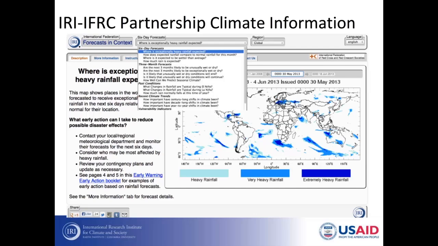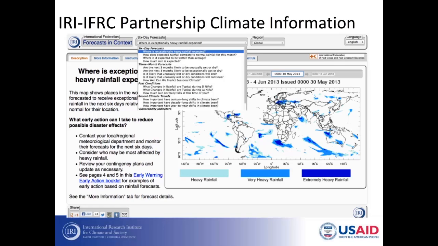In this map room, decision makers can select their climate question of interest from the radio options provided, and in the example above, we have selected where is exceptionally heavy rainfall expected. This map room also provides information on early action options. If exceptionally heavy rainfall is expected, humanitarian first responders are advised to: 1. Contact their local Met service, 2. Monitor forecasts for at least 6 days, 3. Consider who may be most affected by heavy rainfall, and finally, review contingency plans.